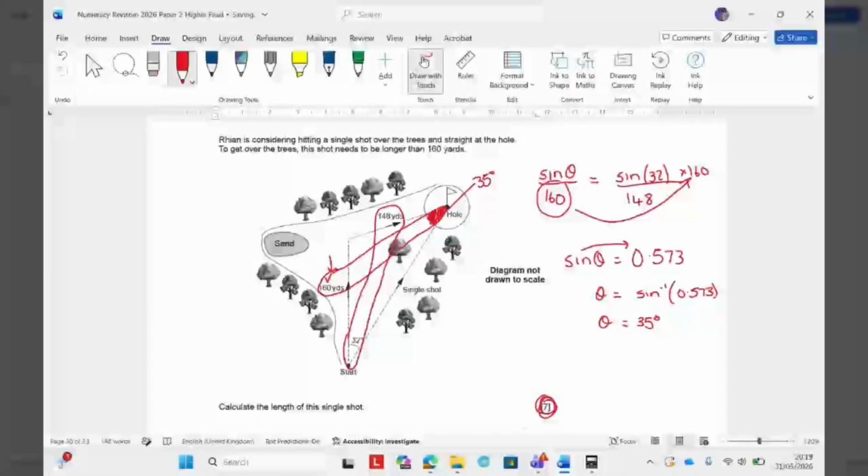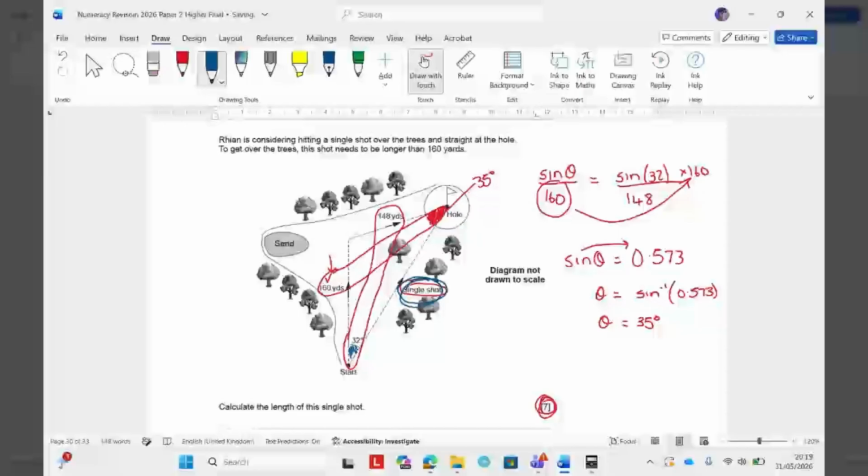But it still doesn't help me with this. Let's go to a different color. This is what I've been asked to work out, the length of the single shot. This is something you've always got to bear in mind: as soon as you know 2 angles, you know 3 angles.